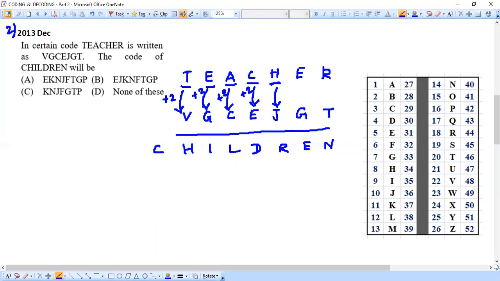That is more important. So H to J. H is at the 8th position, J is at the 10th position. So 8 to 10 is again plus 2. Next E to G, it is again plus 2, because the second letter itself was the same E, coded as G. So here also they have done plus 2 only. And last one, R to T. R is at the 18th position and T is at the 20th position. So 18 to 20 is once again plus 2.